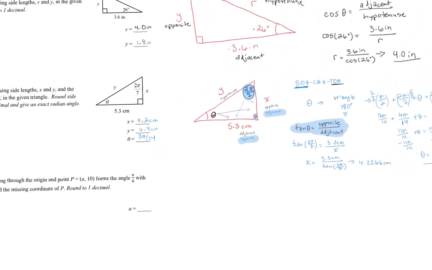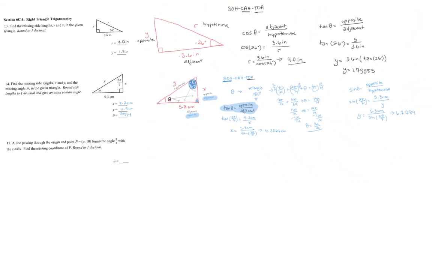Alrighty. Third question says, a line passing through the origin and point P equals (A, 10) forms the angle pi over 8 with the x-axis. Find the missing coordinate of P, round to 1 decimal. So I'm going to go ahead and draw out our little XY coordinate plane. And we know we have a point (A, 10). Some line is passing through the origin. And we have a point (A, 10), which I'm going to just plot right here.